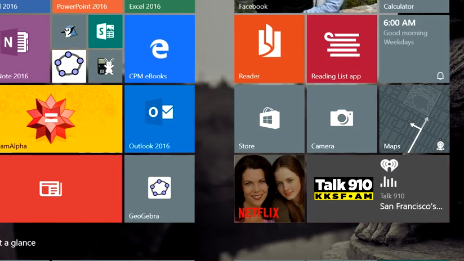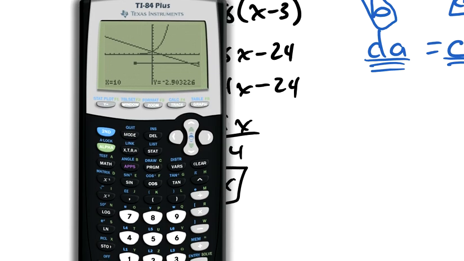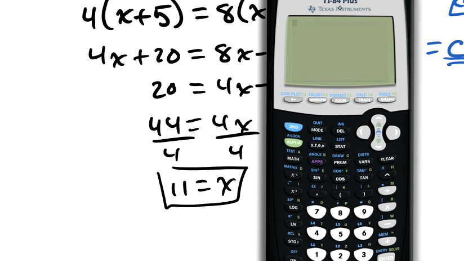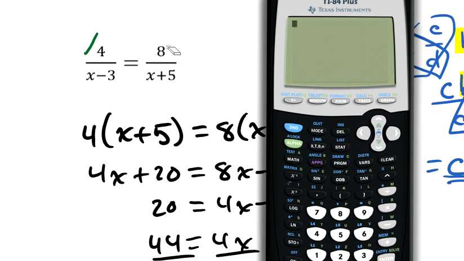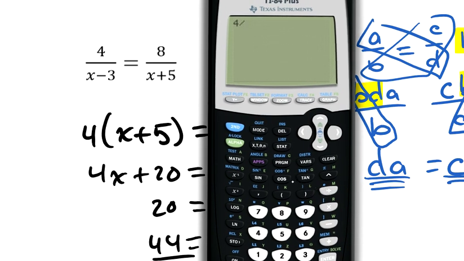And to give you a sense of how I might approach checking something like that, let me start my on-screen calculator here and bring it over. If I'm looking at this calculator, I believe x is 11. So let's erase this so we can see the original problem. If I go ahead and go 4 divided by open parentheses 11 minus 3 close parentheses, you see I get a value of -2, and I want to compare that to 8 divided by the quantity of 11 plus 5.